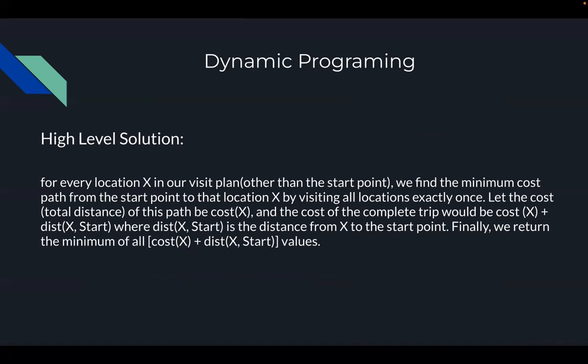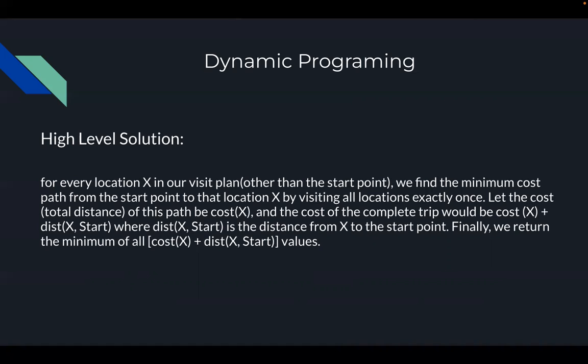The high-level solution of the dynamic programming algorithm for this problem is not difficult to define. For every location X in our visit plan, other than the start point, we define the minimum cost path from the start point to that location X by visiting all locations exactly once. In our problem, we define the cost as the distance.